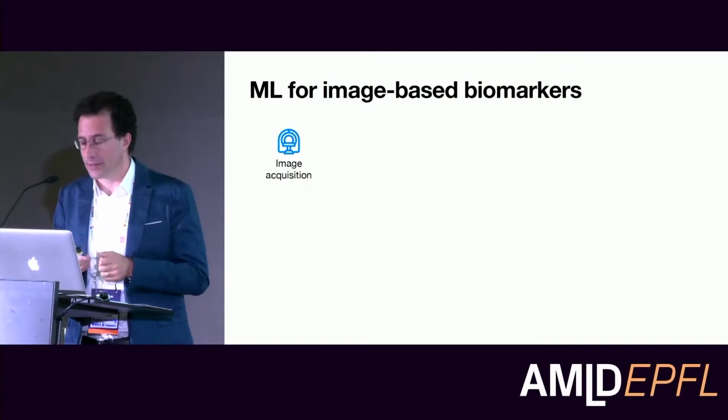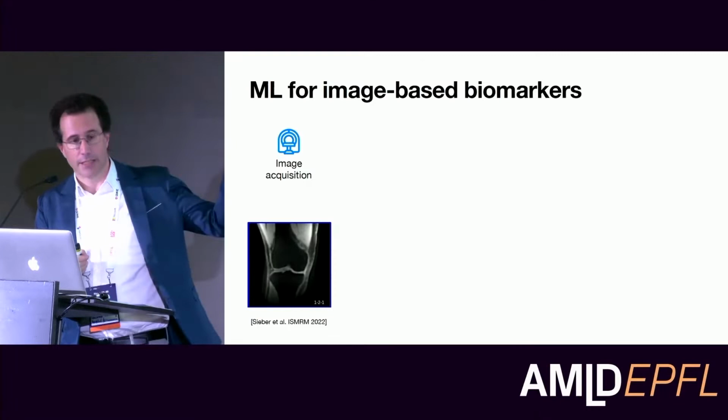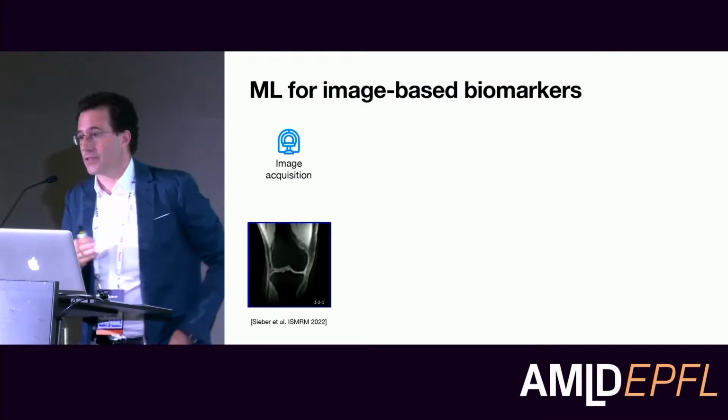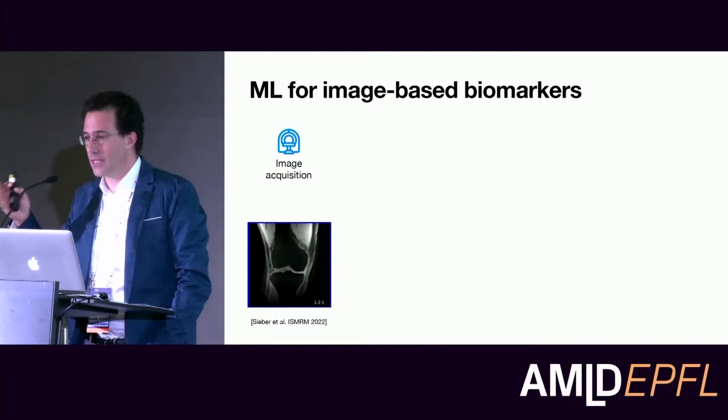So this is a knee, and you see in the middle here that it's completely dark. That's because our pulse has removed the fat. So this image was acquired using a pulse that is really optimized automatically. So of course, there's a lot of human expertise as well, but this is really the kind of stuff that we can do with machine learning.